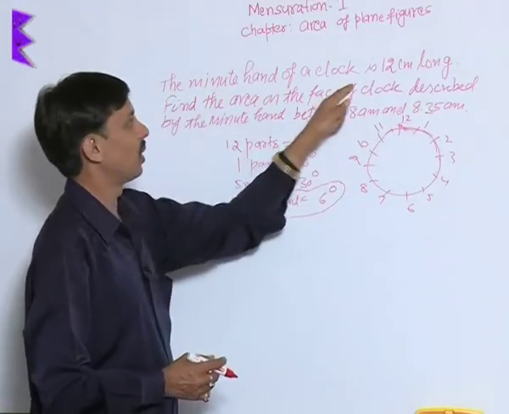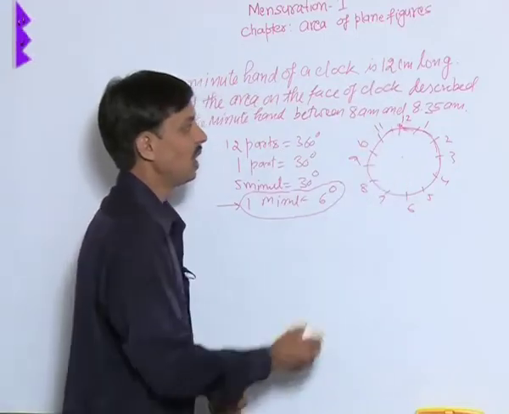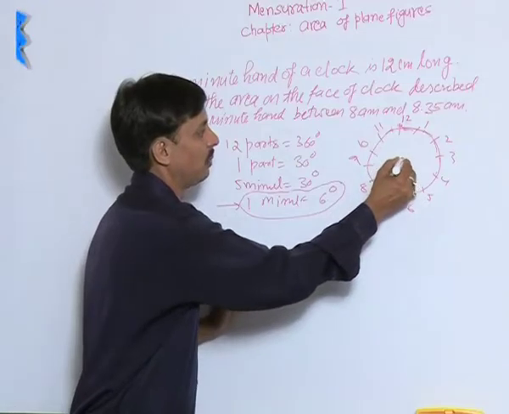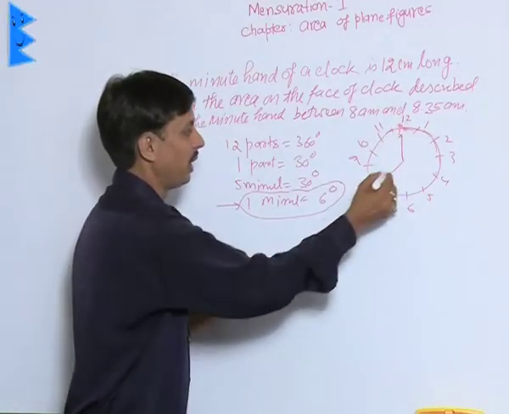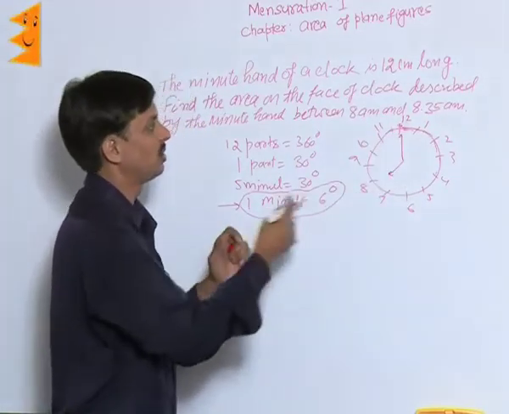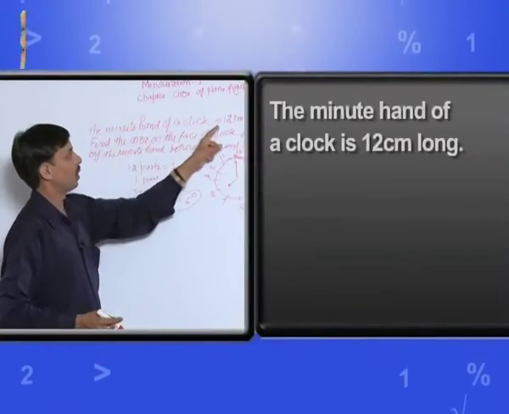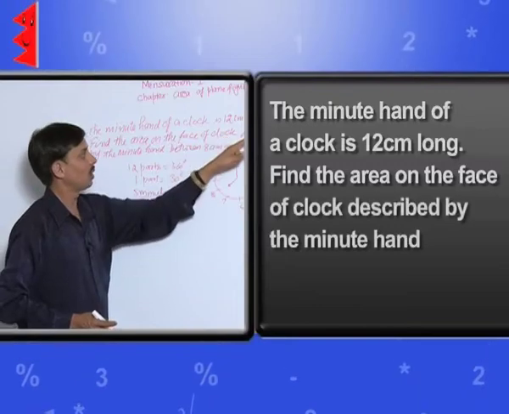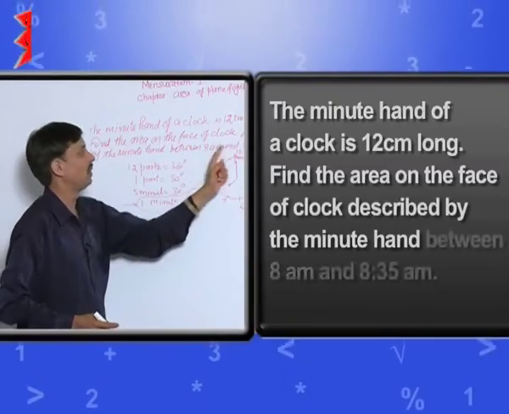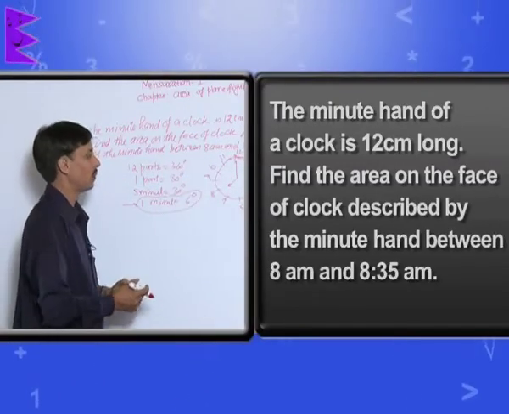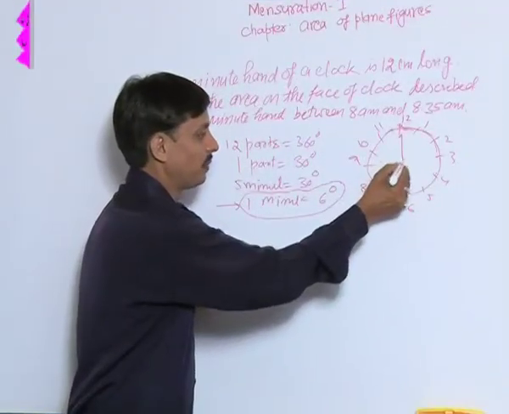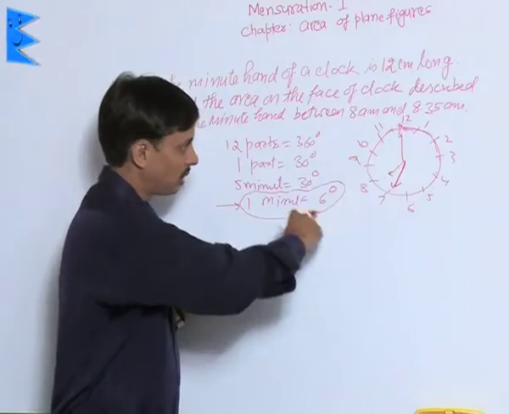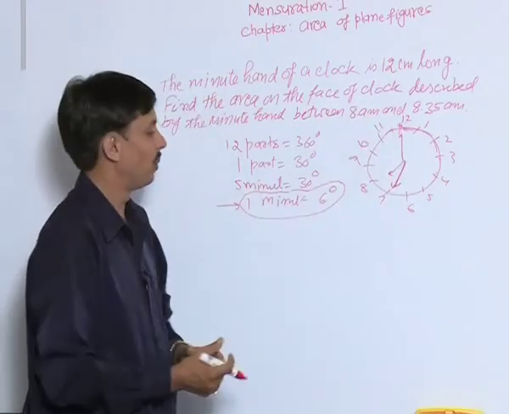The minute hand of a clock is 12 centimeter. Initially, suppose at 8 the situation will be like this. At 8 AM or PM, in both cases, the situation is this. The minute hand of a clock is 12 centimeter long. Find the area of the face of the clock described by the minute hand between 8 AM and 8:35. So at 8:35, the situation will come here. So the first question is, 35 minutes are equal to how many degrees?